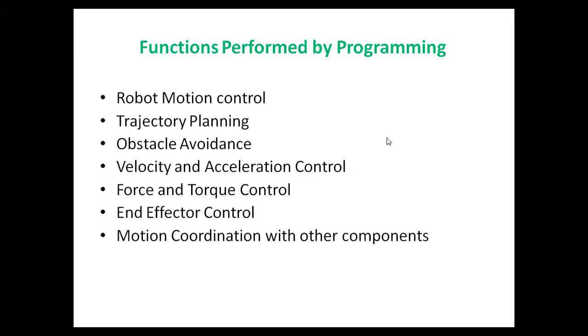Good afternoon. Next, we are going to see what all the functions are which are performed by programming. We'll have robot motion control, trajectory planning, and obstacle avoidance. We'll have velocity and acceleration control, force and torque control, end effector control, and motion coordination with the other components. So these are all the functions which are performed by programming.